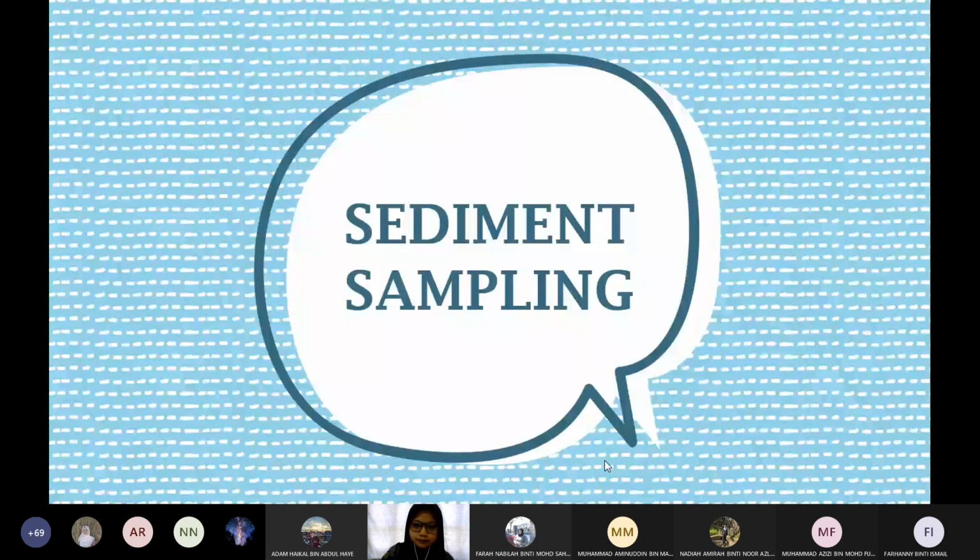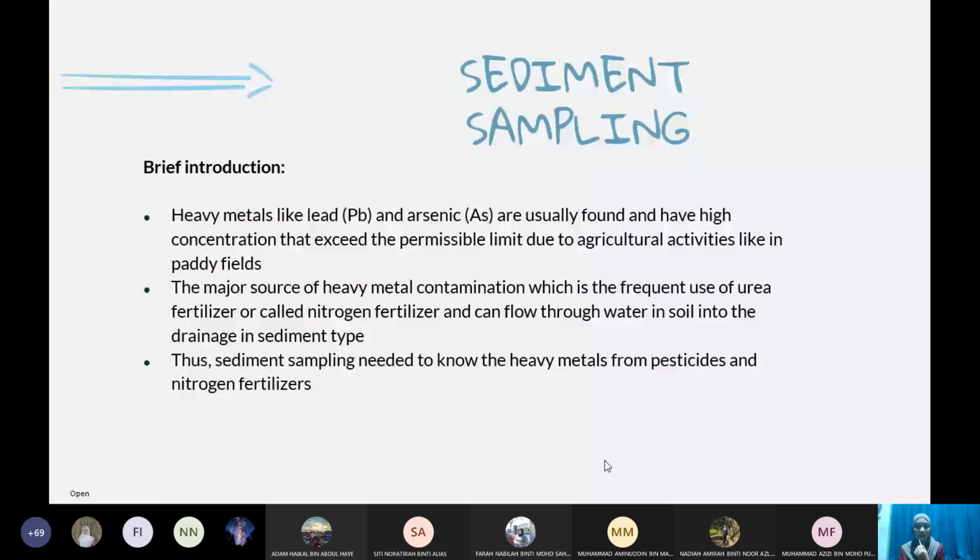Okay. Now I will move on to the sediment sampling. Next. For the brief introduction, the major source of heavy metal contamination in paddy fields can come from the frequent use of fertilizer and herbicides. Thus, sediment sampling is needed to recognize the many sedimentary components, including the amount of metal from pesticides and nitrogen fertilizer.